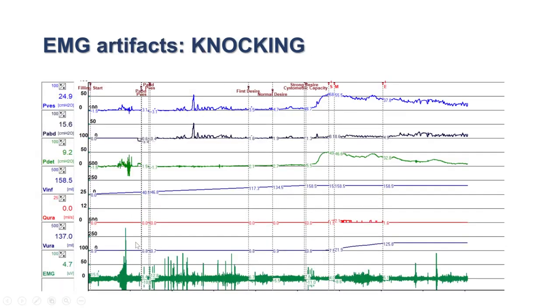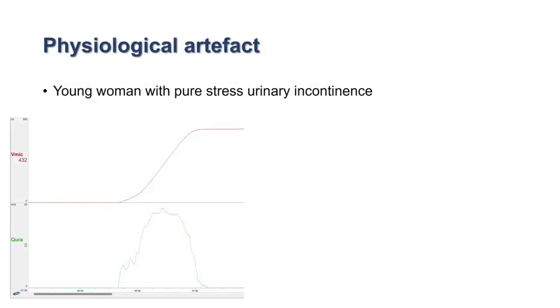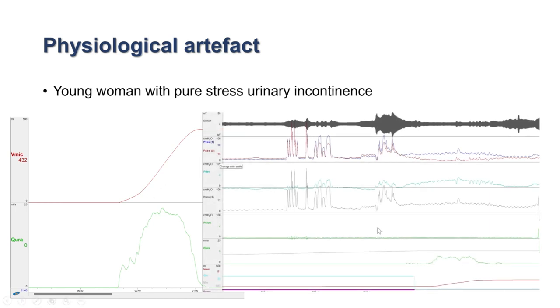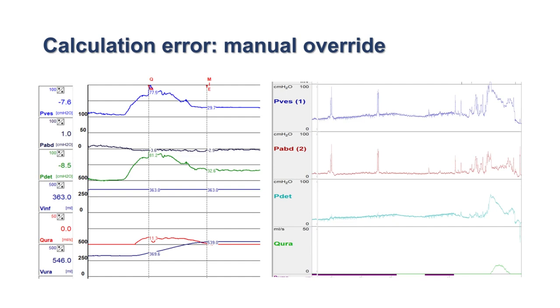Then there can be a knocking artifact where the patient has moved and one of the leads of the EMG has moved. Now there can be physiological artifacts, like in this young woman with pure SUI with a normal uroflow. When urodynamics was done, she had spasm of the pelvic floor because of the catheter discomfort, which led to this kind of abnormal flow pattern, and even the SUI extent had reduced because of the pelvic floor spasm, and this urodynamic study therefore was considered inadequate.